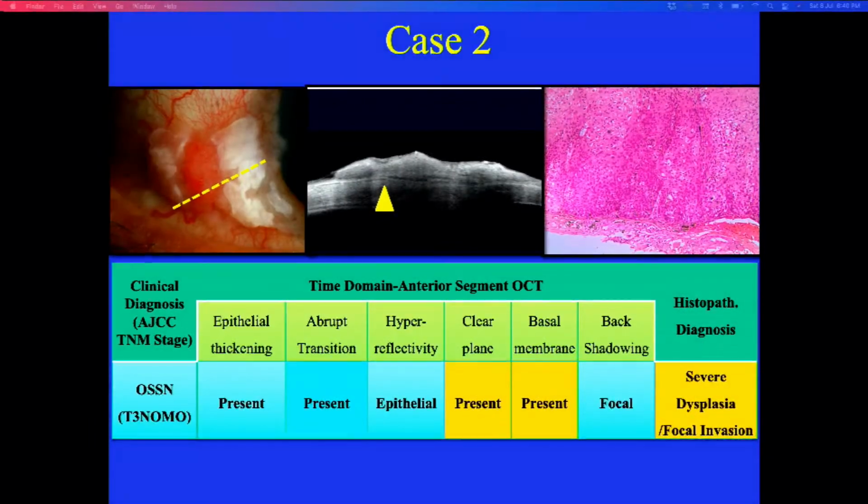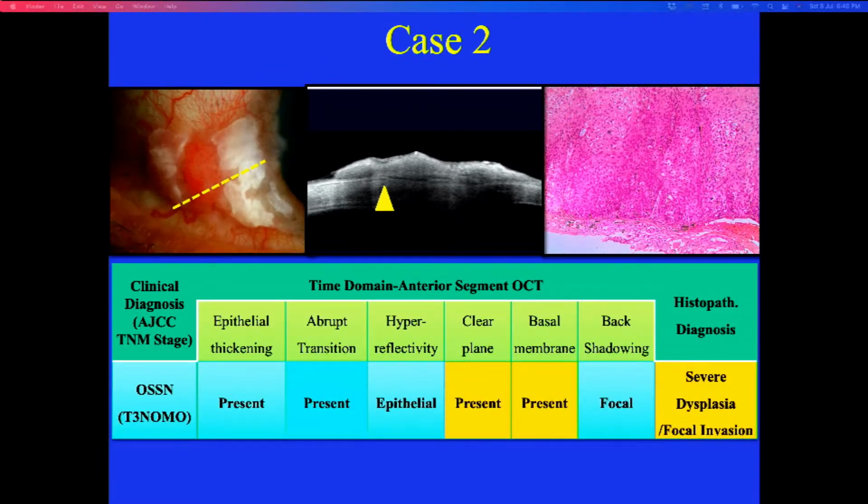Second case is something that we had, and there's keratin, that's the lesion, feeder vessels, that's where the scan is running. That's what it shows. So they seem to have at least all of these. They had a clear plane, and there was a basal membrane that was also present, right? So we started thinking that if the basal membrane is present, does it suggest that it's actually intraepithelial? Now this one came out to be severe dysplasia, but there was one site of focal invasion.